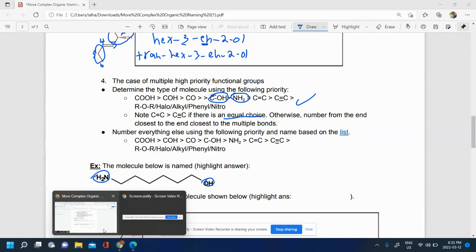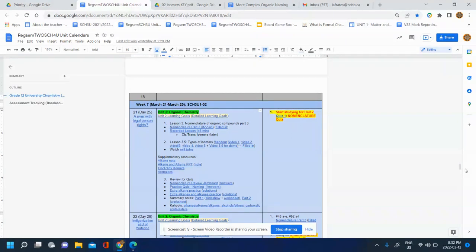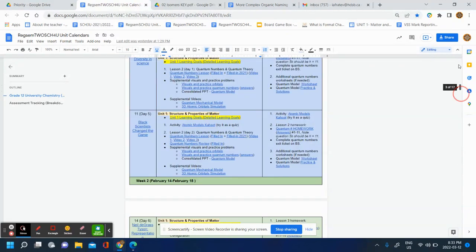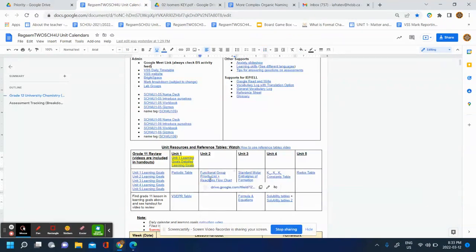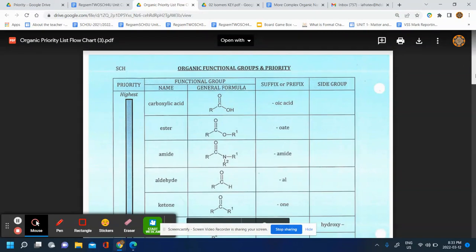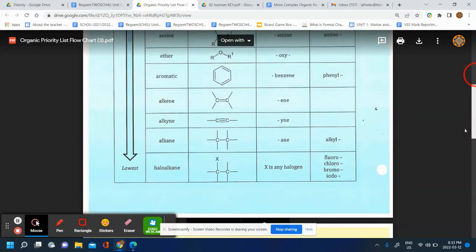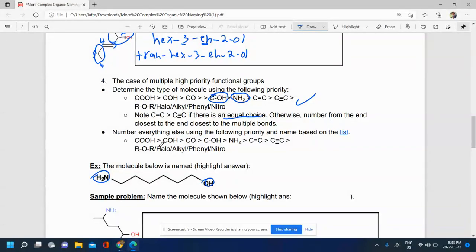You can also find the priority list on our main calendar. So if we go up to our calendar over here, let's scroll up. The priority list can be found essentially on this diagram, on this table here. The only thing to be aware of is that the ether, halogens, alkyl groups, phenyl groups, nitro groups, they're all on the same level. Even though on that table it looks like they're not, they are. And don't forget, nitro is NO2.